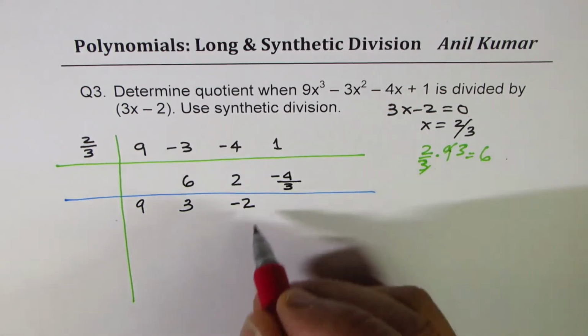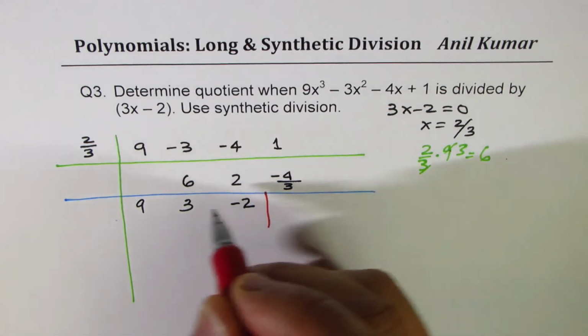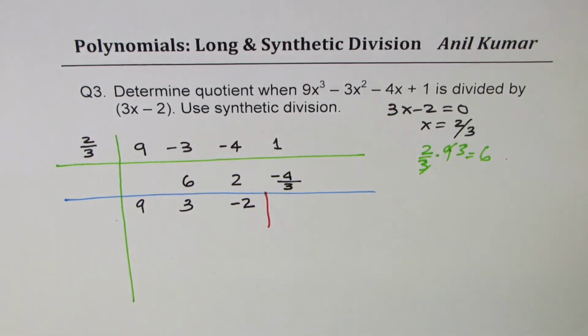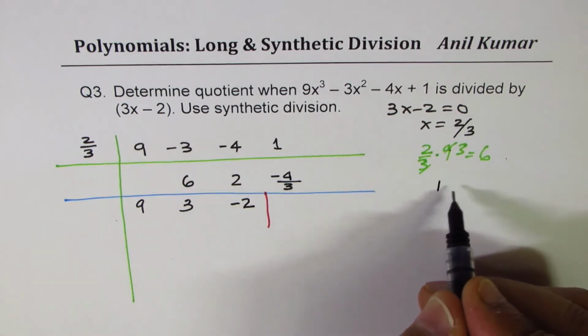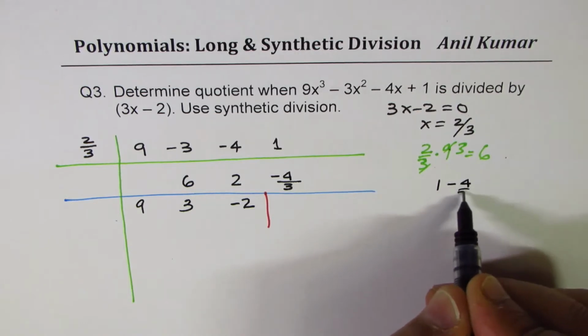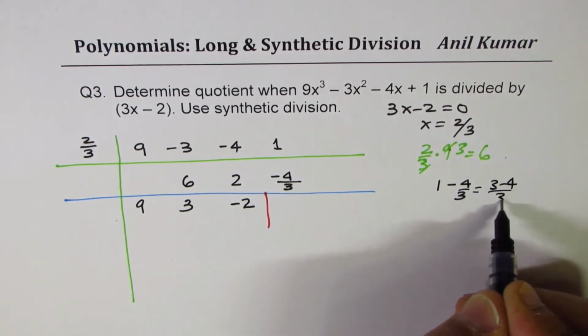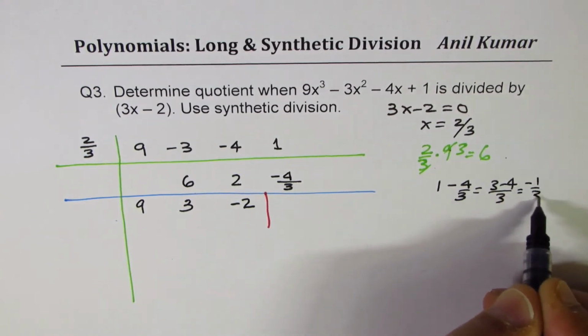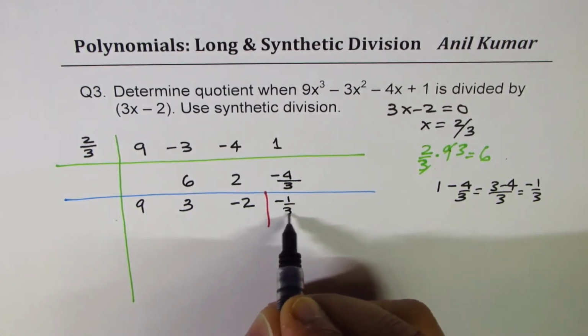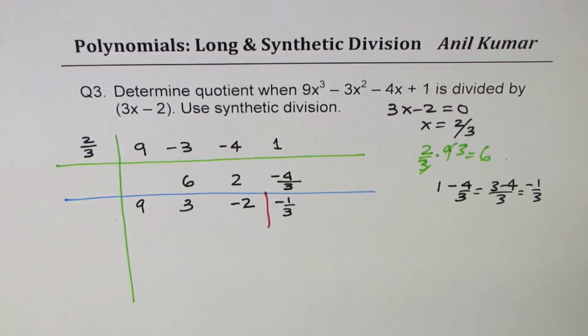So what is the remainder? When you add these, we are doing 1 minus 4 over 3, right? So when you add these, you get 3 minus 4 over 3, which is minus 1 over 3. So you get minus 1 over 3 as the remainder.